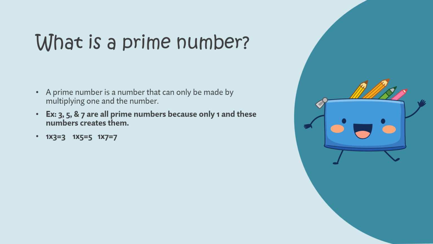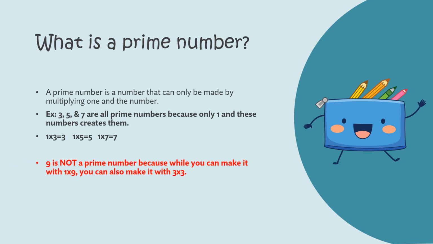And most people's next logical thought would be, well, 9 might be one, right? But unfortunately, 9 is not a prime number. And it's not a prime number because you can't just make it with 1 times 9. You can also make it with 3 times 3. So with that in mind then, if 9's not a prime number, what do we technically have to call it? What do we call numbers that are not prime numbers?